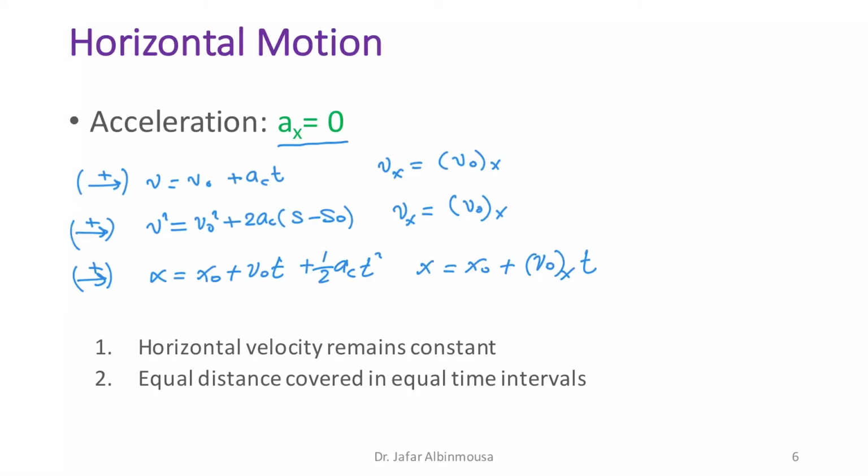So what we are getting over here is this. We're saying that the horizontal velocity remains constant. How did we get this? We get it from these two equations; it is a result of these two equations. It's always the same. And from the second equation right here, we get another conclusion, which is that equal distance is covered in equal time intervals. This is written as vx equals (x minus x0) over t.